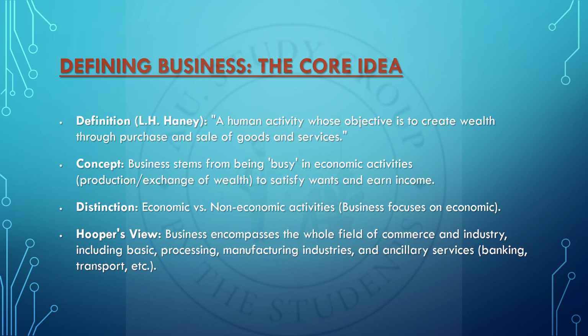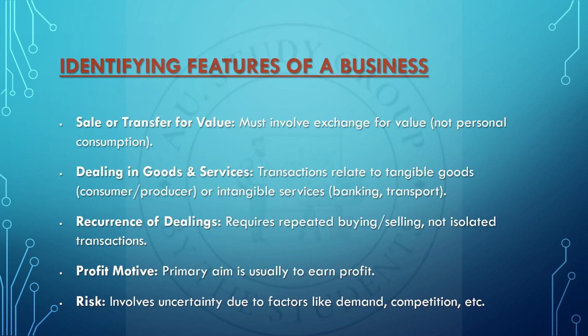Now, what makes a business activity? These are the key characteristics of business. First, it involves a sale or transfer for value. That is, making something just for yourself isn't business. You have to make something and sell it to others. You just don't sell something to yourself and call it business. It is not business.